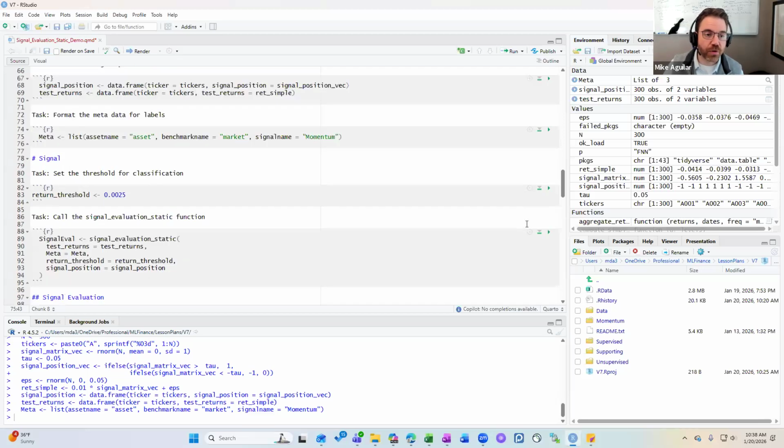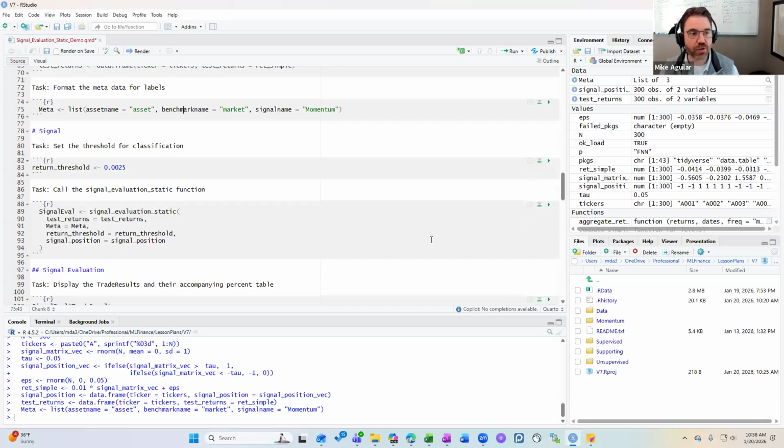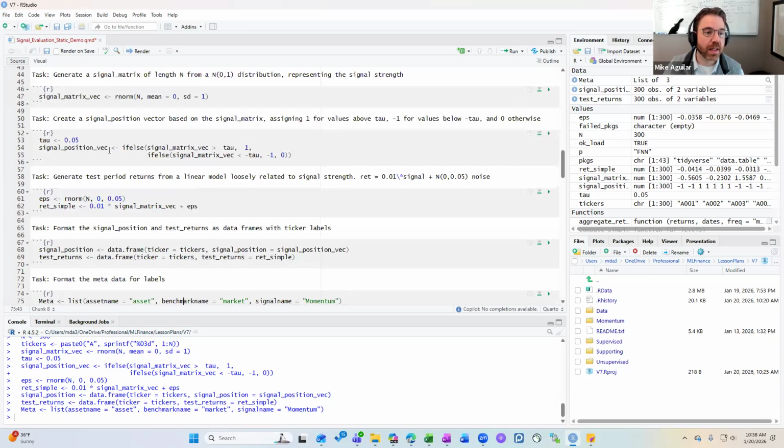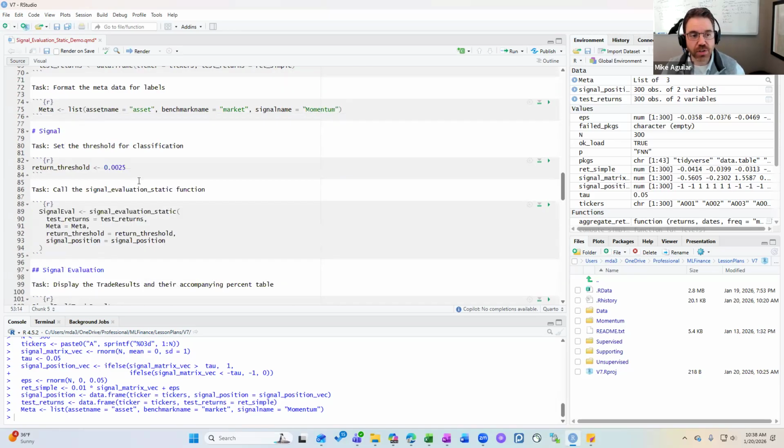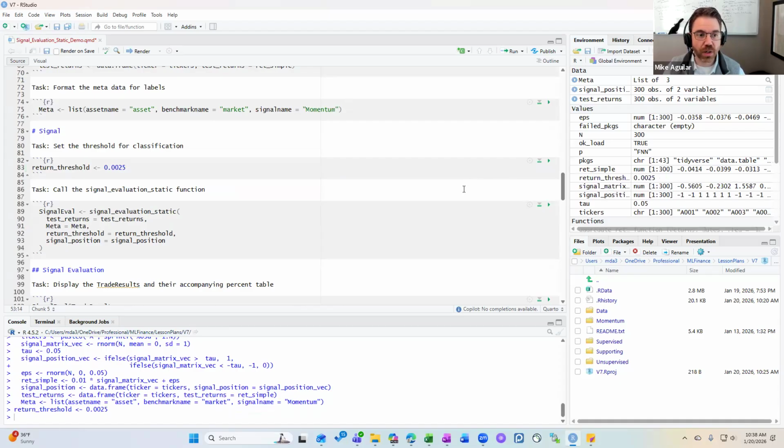We want to set a return threshold for classification. This is different than this tau. The return classification is going to be whether or not the returns in our confusion matrix, we talked about it in the notes, but I'll go through it again, is above or below a particular level. They could be the same. They don't have to be the same. I'll show you where that comes into place. So I'm going to set that threshold to determine if I'm successful or not.